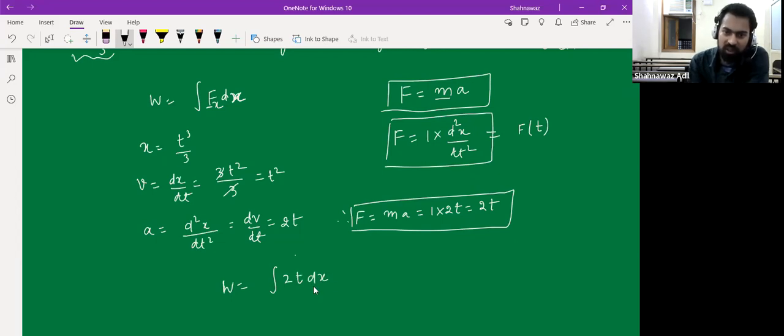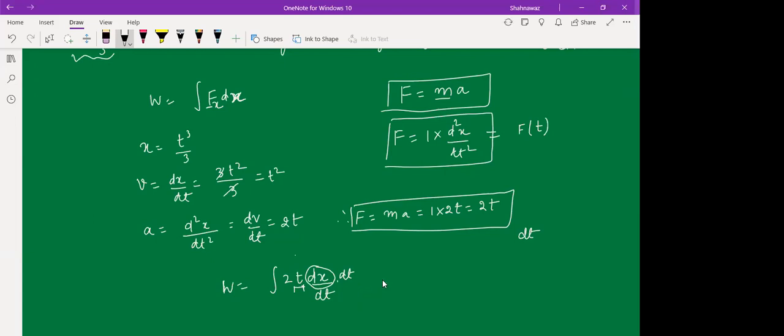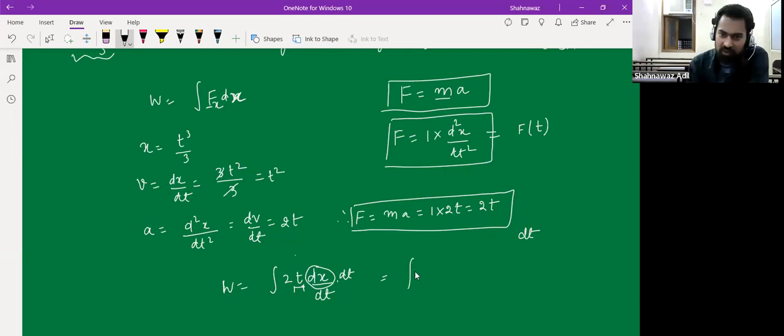This is a function of t, right? So we should change this integral with respect to what? dt, right? We multiply by t and divide by t, so this doesn't make any difference, right? Okay, so dx by dt will be what? This will be v, and this is dt. So now we have changed the integral in the form of dt, and this is now correct.